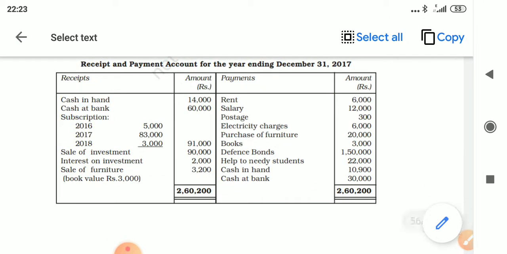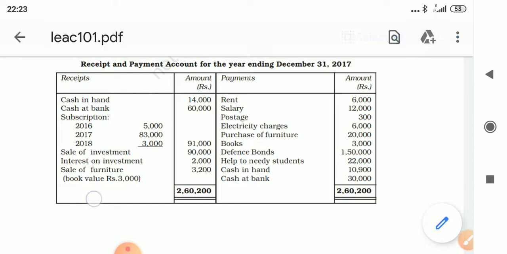Interest on investment, sale of furniture. Book value 3,000, sold for 3,200, so it's a profit. Then you have expenses, rent, salary, postage, electricity, purchase of furniture is an asset, books is an asset, defense bond asset, help to needy students a regular expenditure, recurring, so expenditure. Cash in hand and cash at bank are asset.